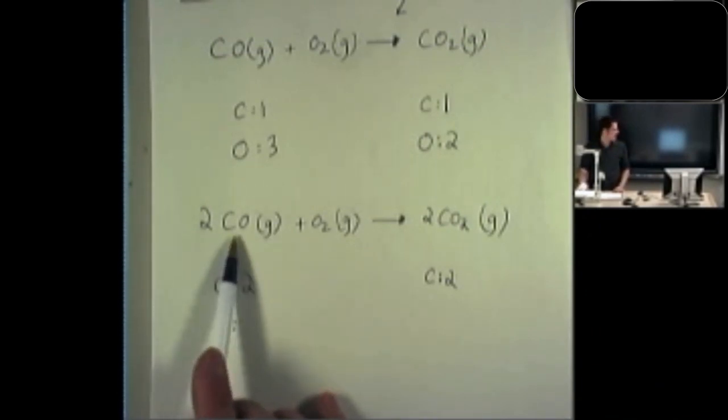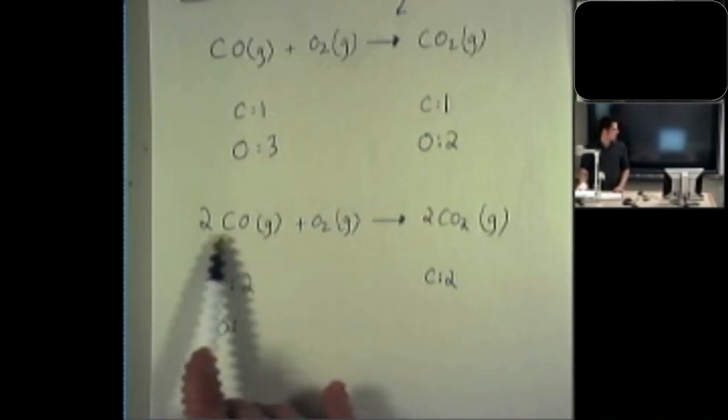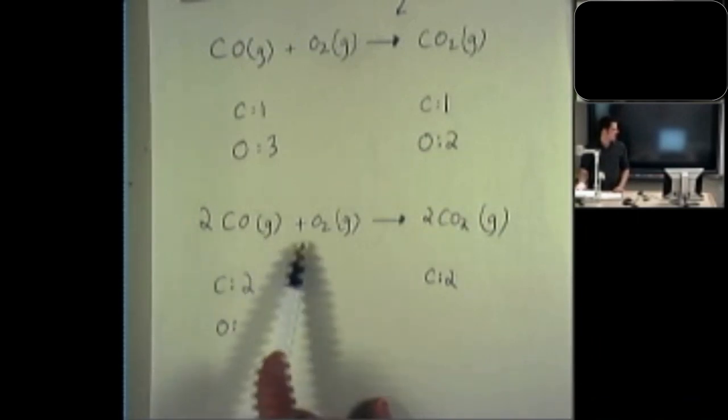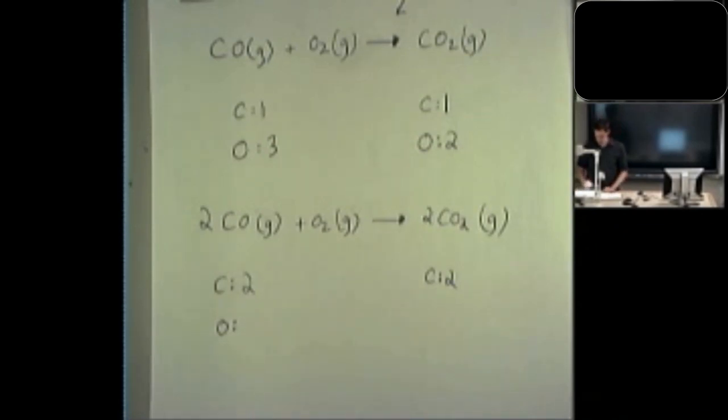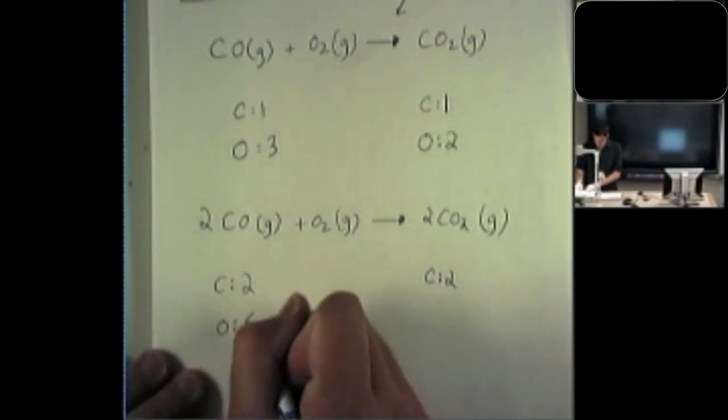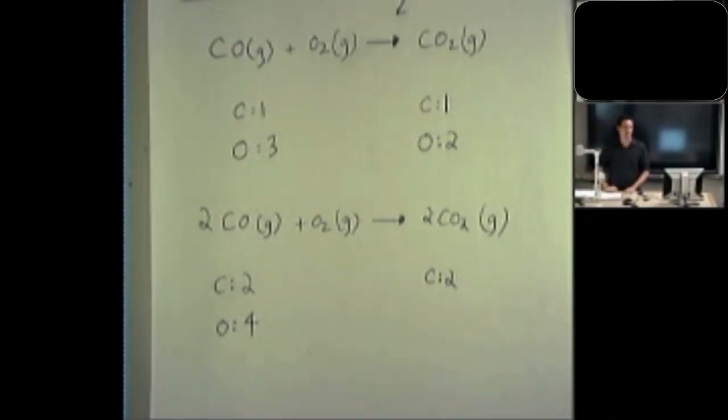So I have 2 oxygen atoms from this compound, and I have 2 oxygen atoms from our O2 still. So how many total oxygen atoms do I have? Yeah, I've got 2 plus 2 equals 4. And that's about as intense as the math gets.